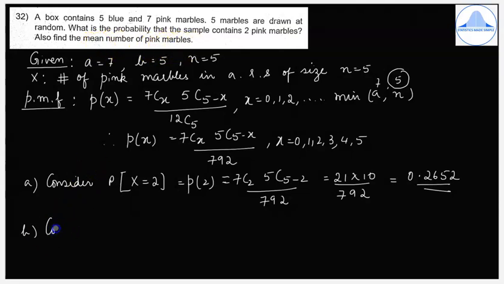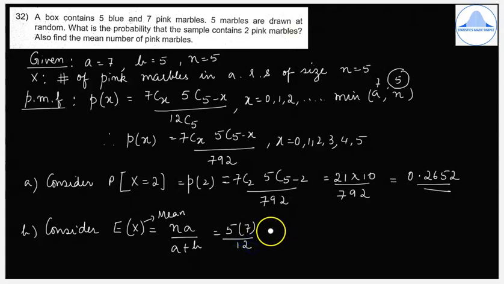Now the next question asked is, also find out the mean number of pink marbles. That means you should find out the expectation of x. So expectation of x is nothing but the mean of the hypergeometric distribution. You have learned the formula nA divided by A plus B. So this is 5 into 7 divided by 12, which gives us 2.9167.